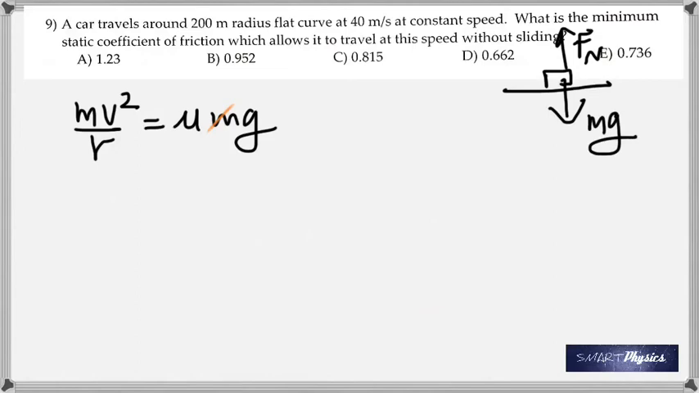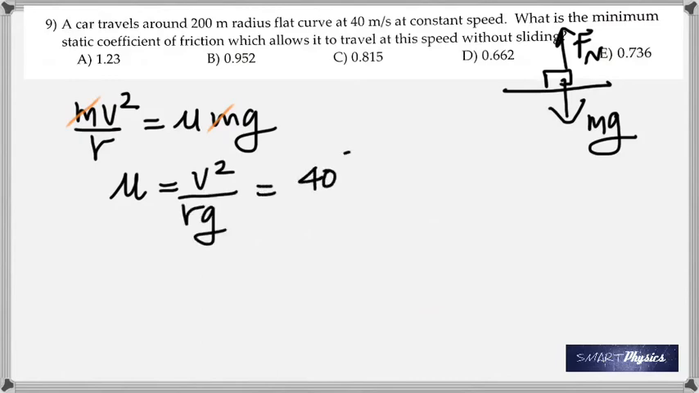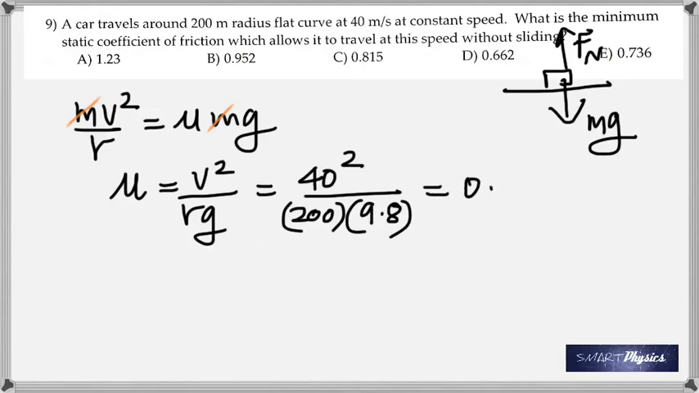So the whole centripetal force is provided by friction, which is mu Fn, but Fn is equal to mg, so that's mu mg. Calculate mu: v squared by rg, which is 40 squared by the radius, 200, times 9.8, gives us 0.81, which is close to 0.815. Okay, so that's the answer.